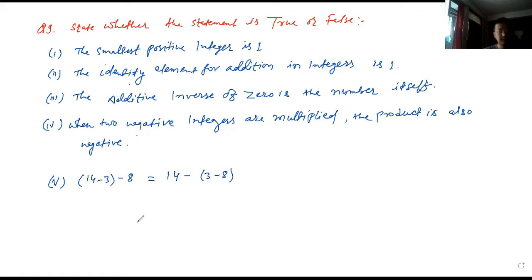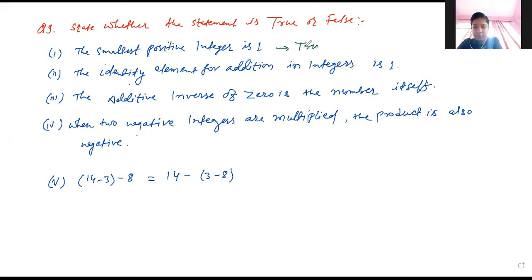So this is your question. Okay, so number 1, the smallest positive integer is 1. True. The smallest positive integer is 1, true or false? Yes, sir. The identity element for addition in integers is 1. False.